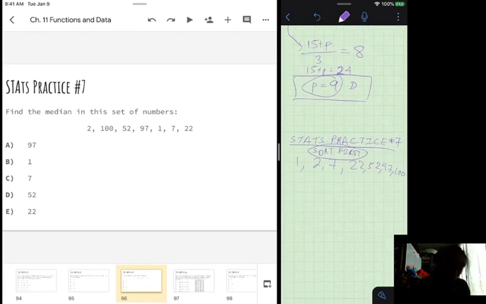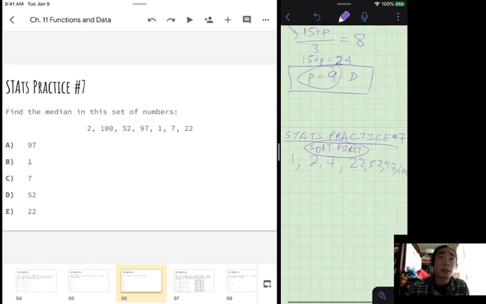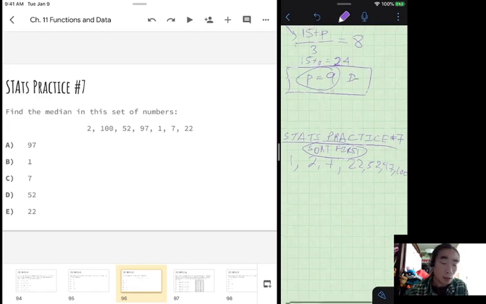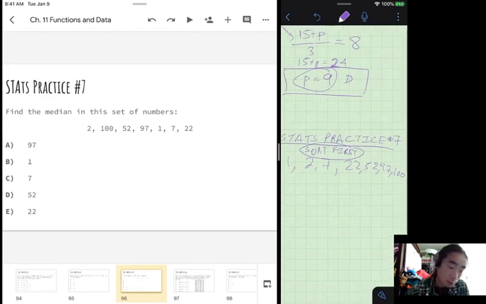Cool. Remember, when calculating the median, you have to sort your numbers first. So if you thought it's just some canceling and you guessed 97, answer A, that's one of the traps. It's wrong because you forgot to sort. So in this case, once I have it sorted, 1, 2, 7, 22, 52, 97, 100, and I start crossing off some numbers, one from the left, one from the right, we see that our median here is 22, which matches answer choice E.